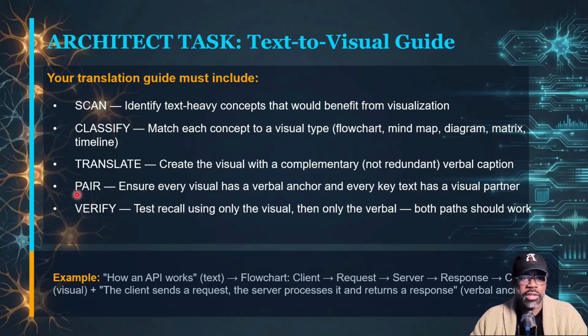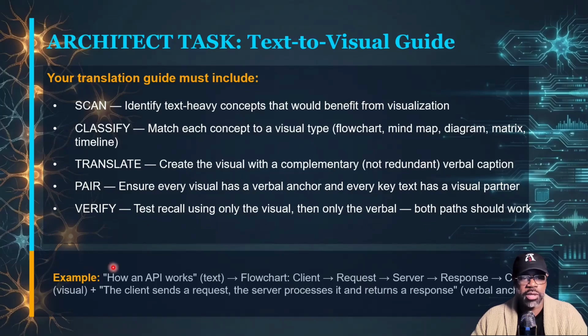Then we're going to pair everything up, ensure every visual has a verbal anchor and every key text has a visual partner. And then finally, verify, test recall using only the visual, then only the verbal. Both paths should work. So if you're able to recall the information on demand by using either one of those channels, you know you've got a good text to visual guide in your hand.